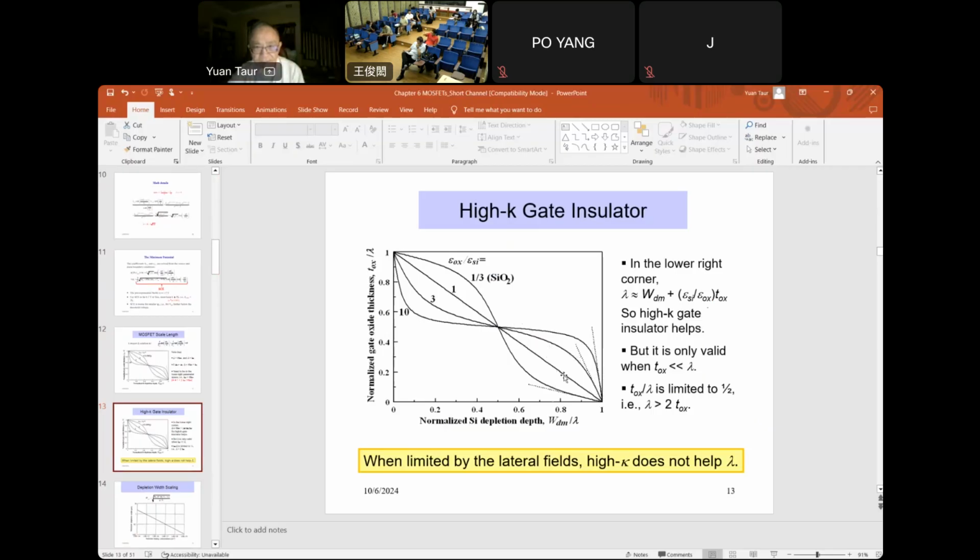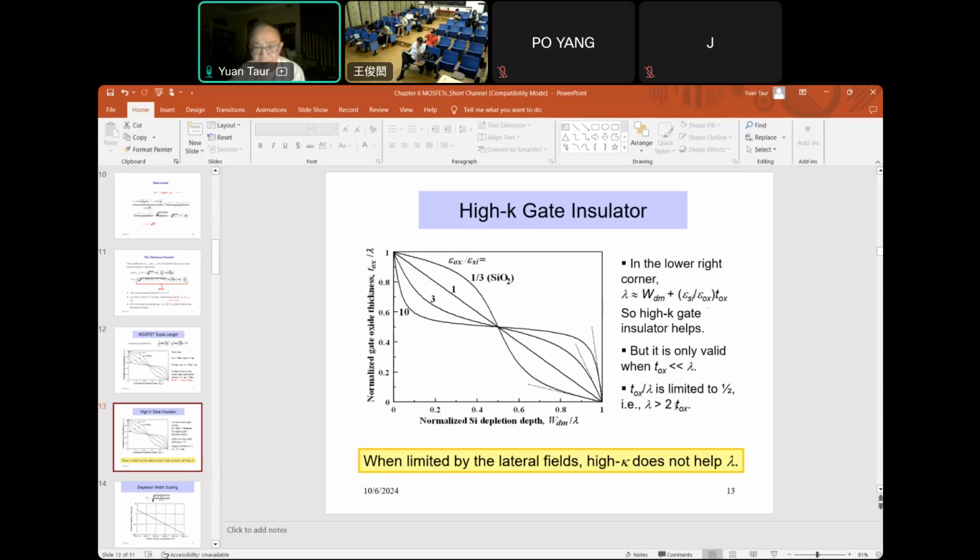In fact, we look at this very high K case, 10. 10 means that the SR2 has a permittivity, a dielectric constant, larger than 100. But you cannot exceed this point. This point is T ox over lambda equal to 2. In other words, to be on the lower side of this center, lambda needs to be larger than 2 T ox.